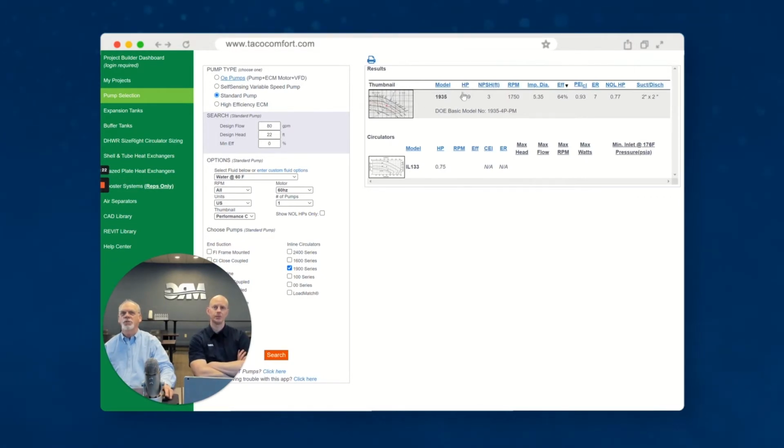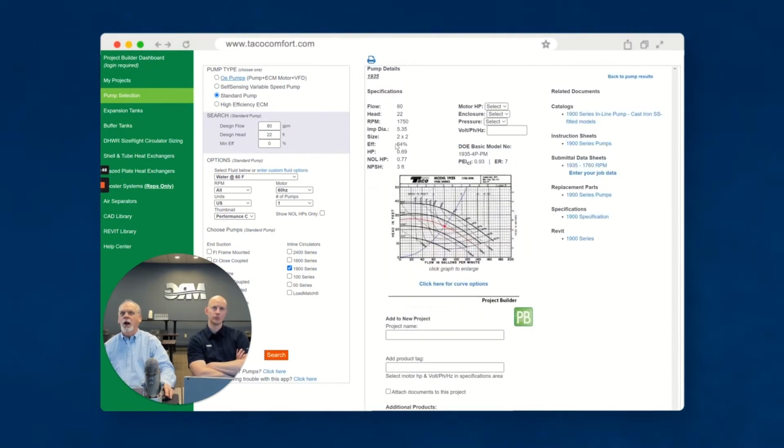It also tells us that our operating horsepower will be 0.69 horsepower. We have a net positive suction head of 3 feet. We are going to be running 1750 RPM. It gives an impeller size. It is 64% efficient, and it tells us our non-overloading horsepower is 0.77. It says it's a 2-inch by 2-inch pump. If we click on it, it gives us that information on the side of this screen.